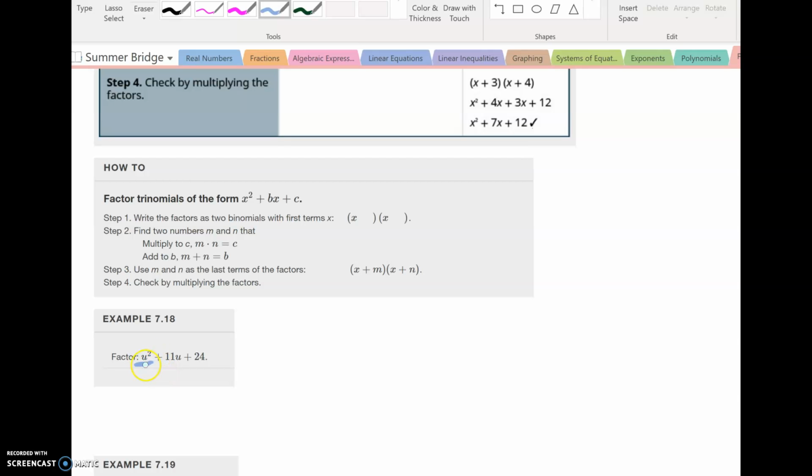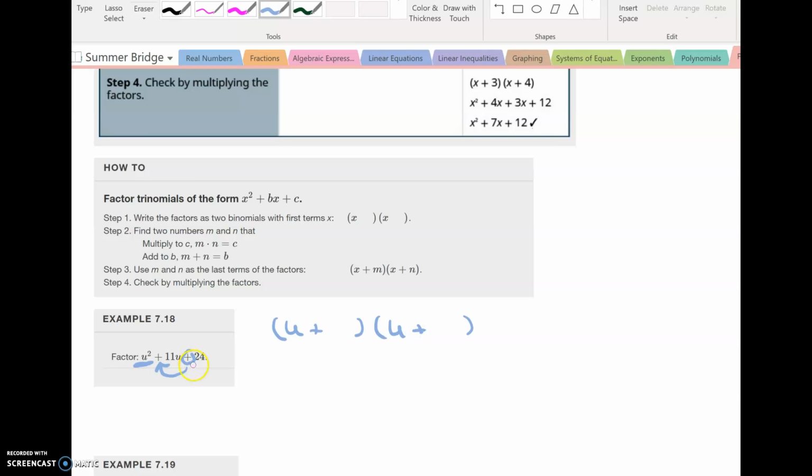So for my first set of examples here, I take a look. I look first at the coefficient of my squared term, of my u squared term. It's a 1, so I know that I'm going to have two sets of parentheses, and I'm going to have u as my first term in both of them. Next thing I look at is the second sign, which is positive, which means I know that the signs in both of my parentheses are going to be the same, and they're both going to be positive. So positive and positive.